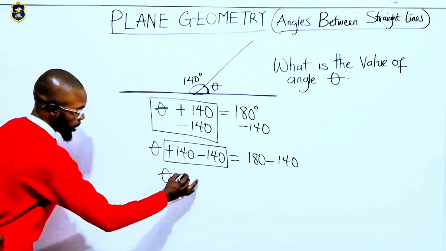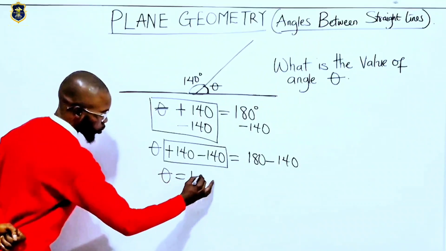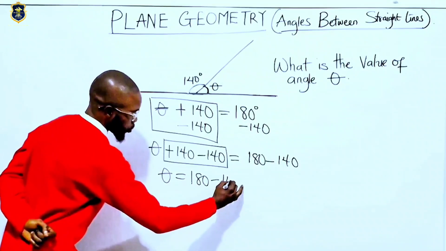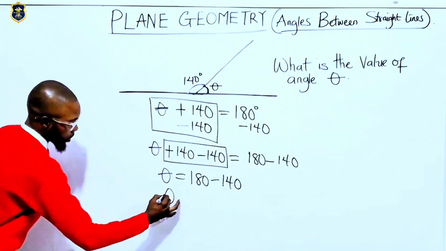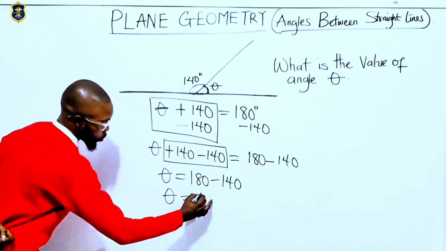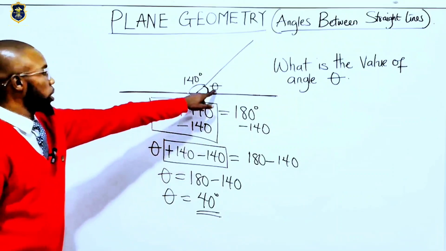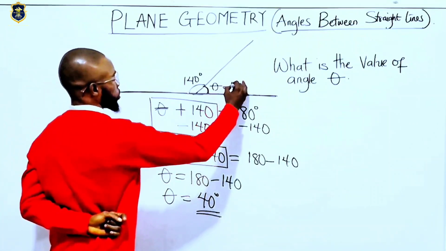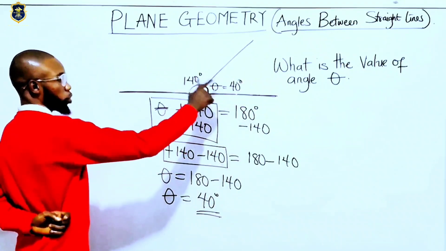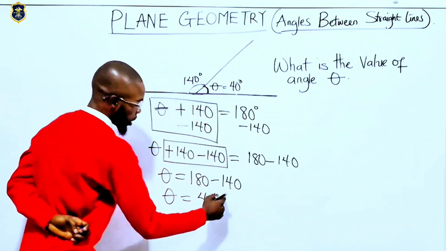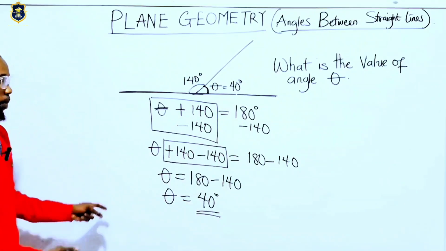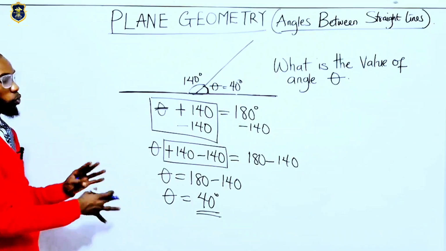So theta is basically equal to 180 minus 140. Therefore, theta is equal to what? This will give us 40 degrees. So in other words, theta here will give us just 40 degrees. And if we add both, you see that everything will sum up to give us 180 degrees. I believe you understand how this is done. It's just a simple overview.